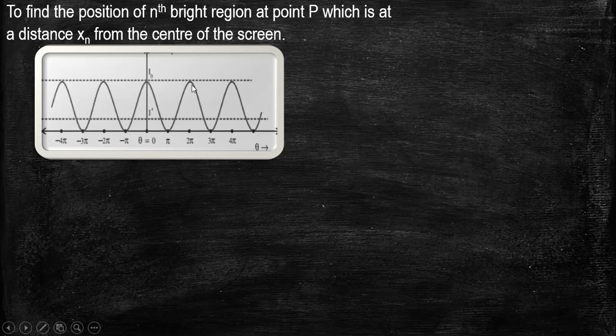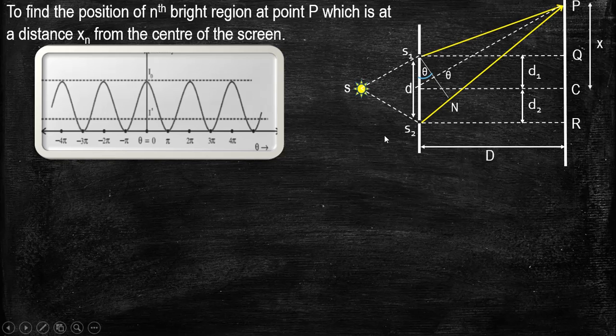The distance of the first bright region we can take as the x value. So this is nothing but the distance of the first bright region from the center of the screen. If you take this distance, this is the distance of the second bright region from the center of the screen. So to find the distance of each bright region from the center of the screen, we need a simple recap. Again we need this diagram, but you need not write the diagram again and again.